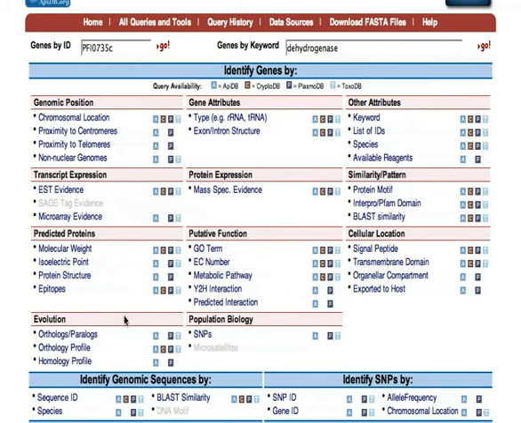Queries to identify genes based on evolution, such as orthologs and paralogs, and various profiles. And queries to identify genes based on population biology, that is, what SNPs are present.